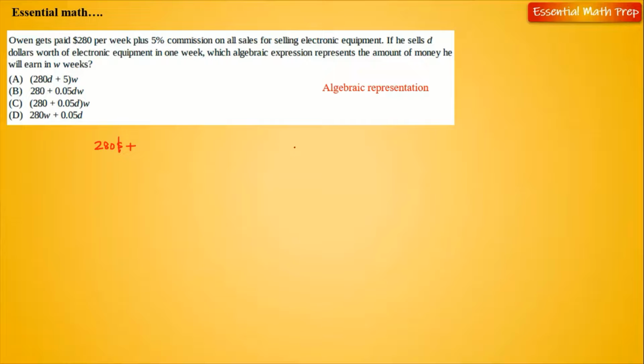So if you choose the approach, the person sells D dollars worth of electronic equipment in 1 week. So he gets 5% commission on all sales, right? Whatever he sells, he gets 5% commission, assuming that in 1 week he sold D dollars worth of electronic equipment. So what is 5% of it? D times 5 over 100. So that's essentially the same as writing 0.05 D, right? If you want, write it as dollars, it doesn't really matter. That's his commission, right?